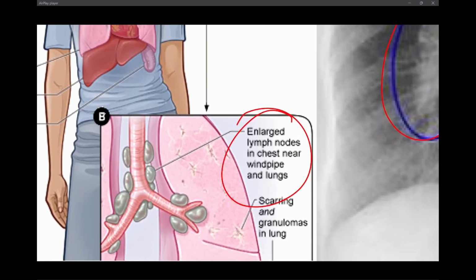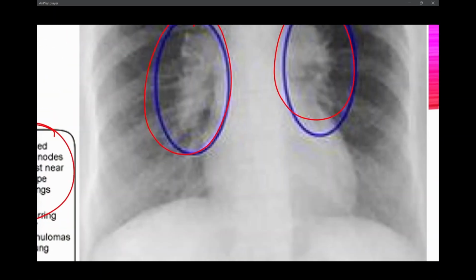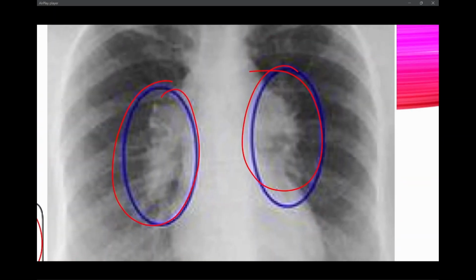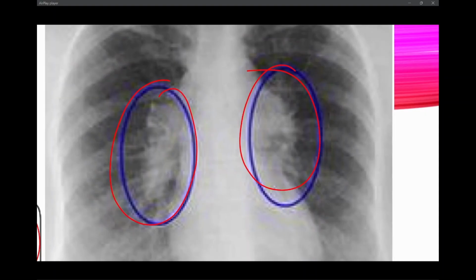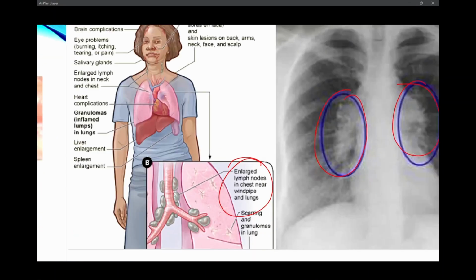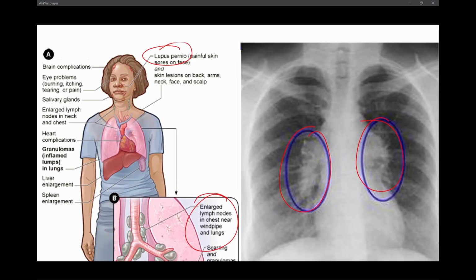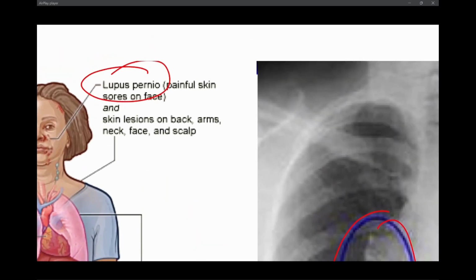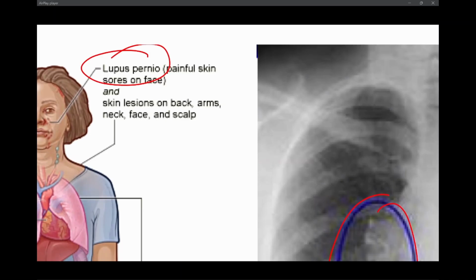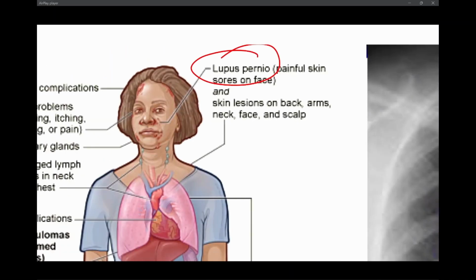So this image is what you're seeing there on the X-ray. Everyone got that? Okay. So that's a lot of the things with lupus. Now, lupus pernio is actually what it's called when you have those little lesions under your nose. It's called lupus pernio, usually on the face.